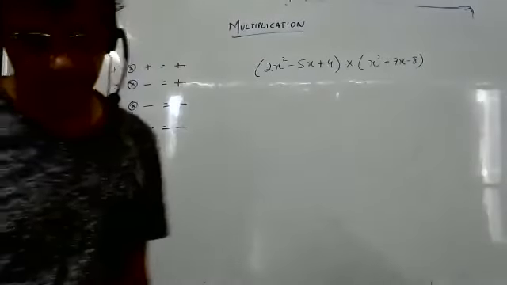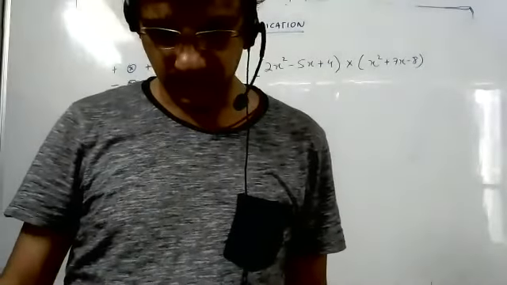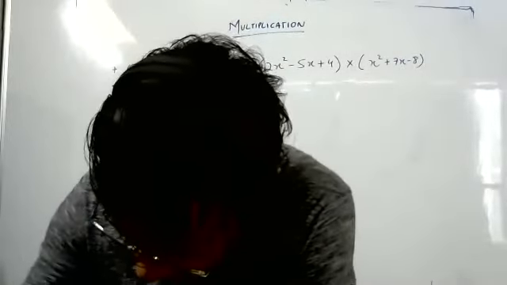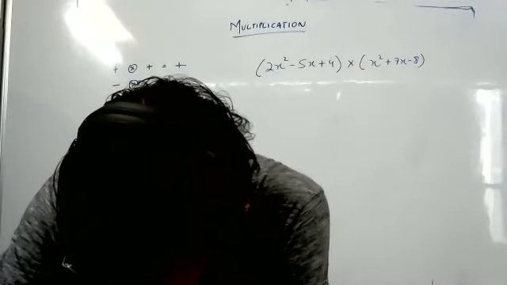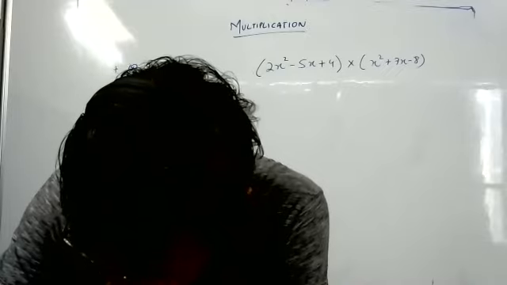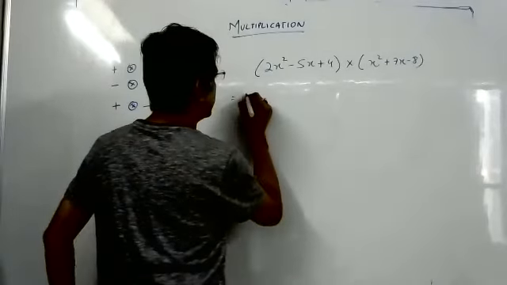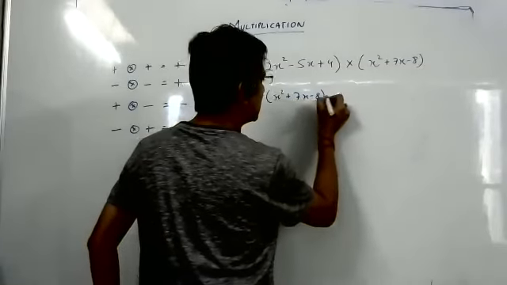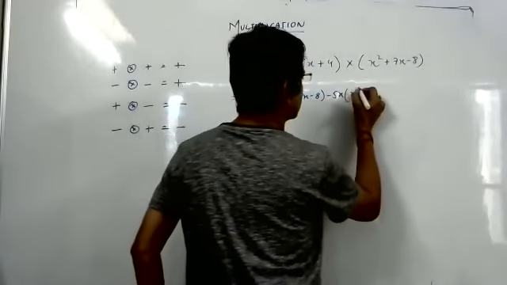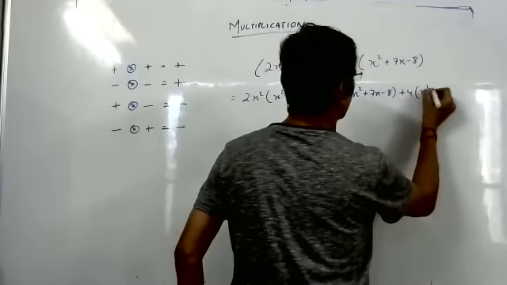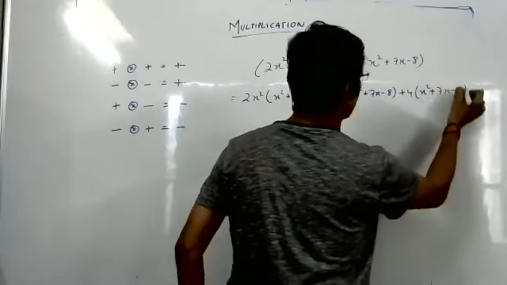Okay, what's the answer this time? Tanishi, she was the first. So Tanishi, you tell me your answer. 2x to the power 4 plus 9x cube minus 47x square plus 68x minus 34. Perfect. Tell me. 2x square into x square plus 7x minus 8, minus 5x into x square plus 7x minus 8, plus 4 into x square plus 7x minus 8. Correct?